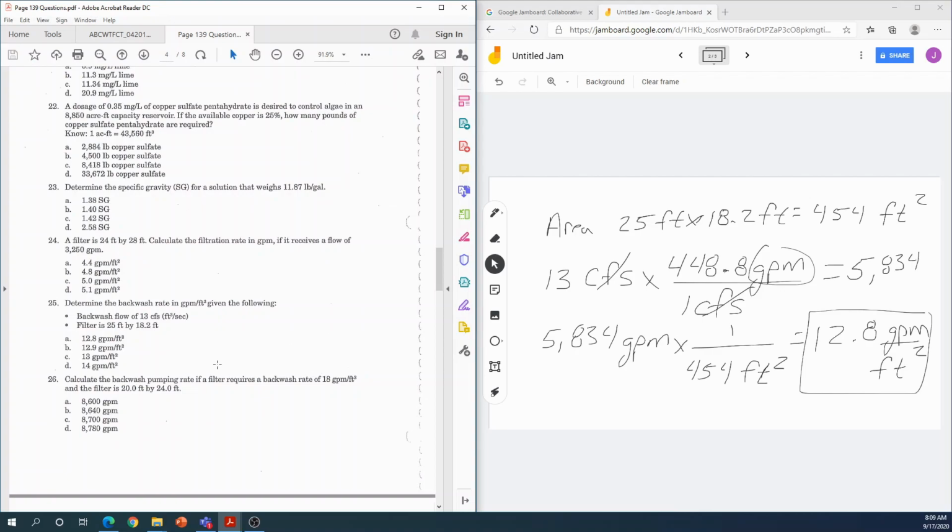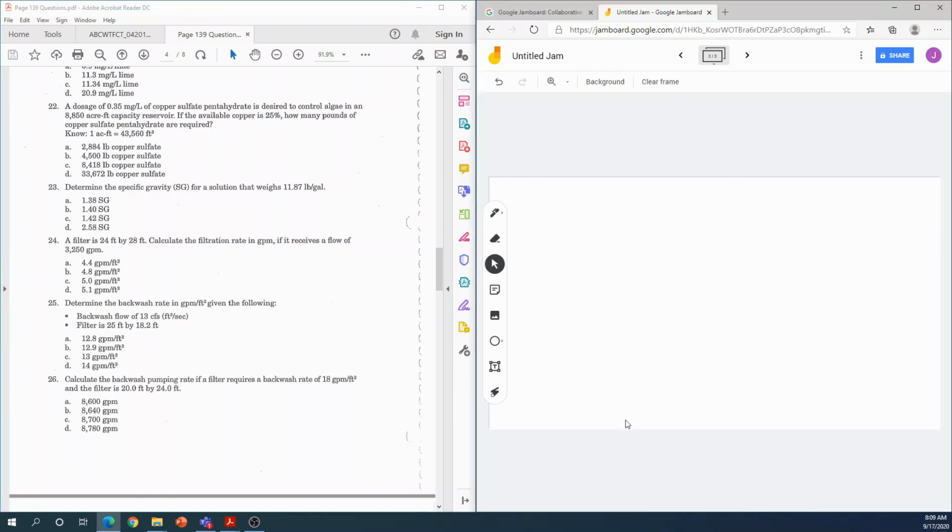Okay, let's take a look at problem number 26. Calculate the backwash pumping rate if a filter requires a backwash rate of 18 gallons per minute per square foot and the filter is 20 feet by 24 feet. So again, let's just start by calculating the area of our filter.